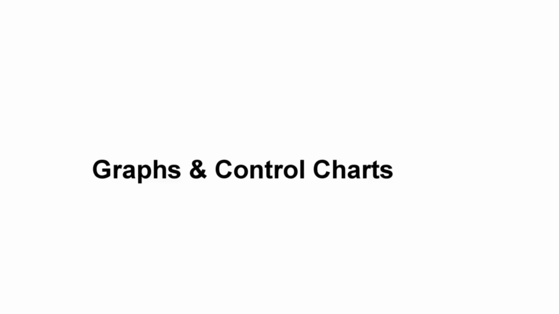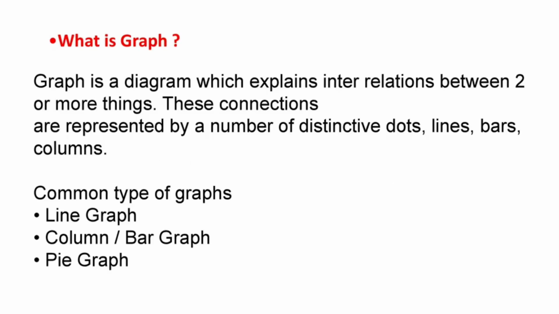Next tool is graph and control chart. So graph and control chart, we will explain what is a graph. A graph is a diagram which explains the interrelation between two or more variables. Common types of graphs are line graph, column or bar graph, or pie graph. Three types of graphs are there.